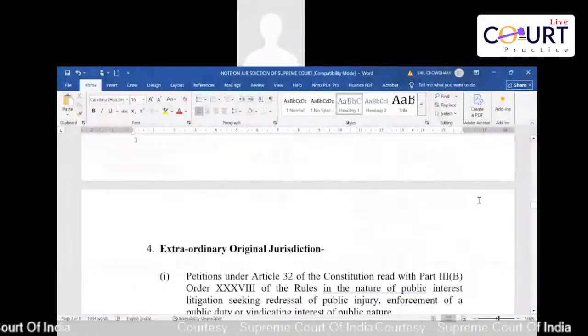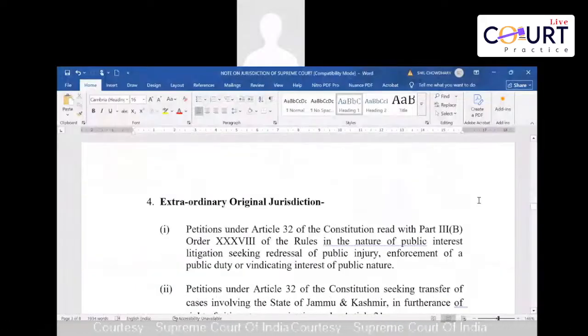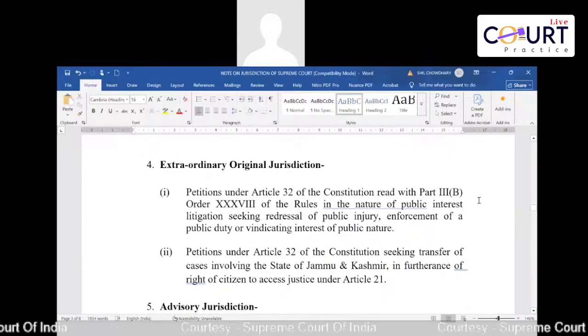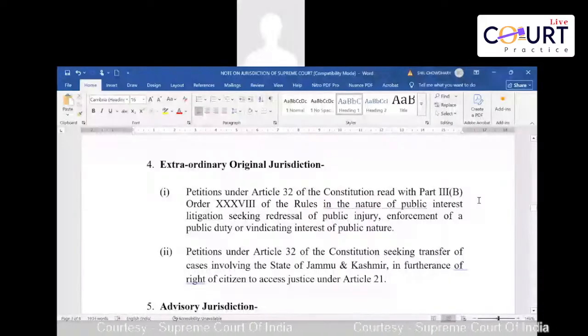Now let us consider what is the extraordinary original jurisdiction. Petitions which are filed in the nature of PIL, that is public interest litigation, we have categorized as extraordinary original jurisdiction. Why is it extraordinary original jurisdiction? Because it is seeking a relief in the nature of public interest litigation. Order 38 is very relevant because it prescribes a complete procedure as to how you should invoke a PIL when you are approaching the Supreme Court.